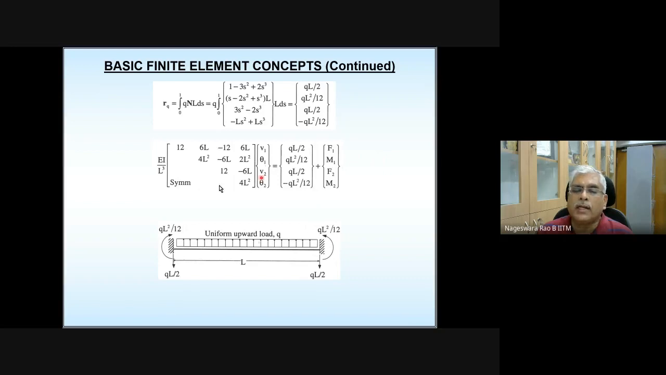And there is a figure down here. What it is actually showing is these quantities: this vector QL divided by 2, QL square divided by 12, QL divided by 2, minus QL square divided by 12. These quantities are shown based on the sign conventions.